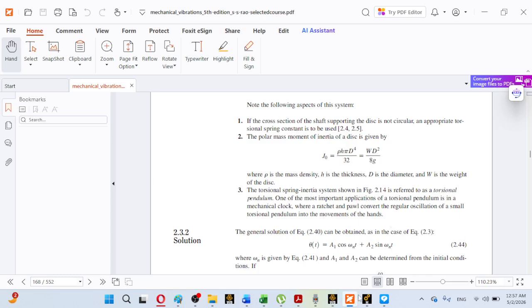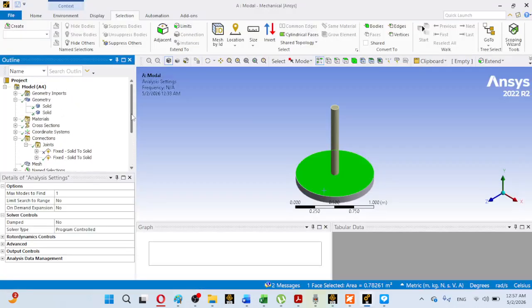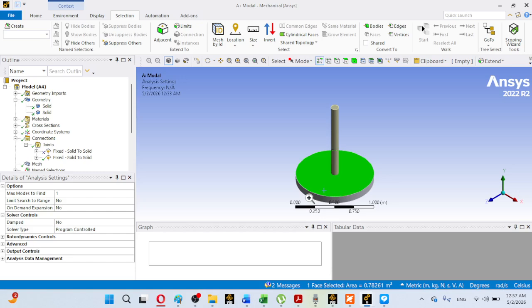So we had covered this, and this was the model that we had created. You remember that three methods or ways were used for creation of geometry. First, for example, the shaft was created as a line body, and this rigid disc was also created as a line body with a circular cross section of different sizes.